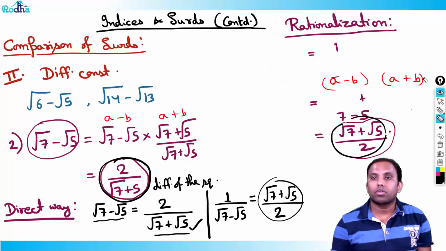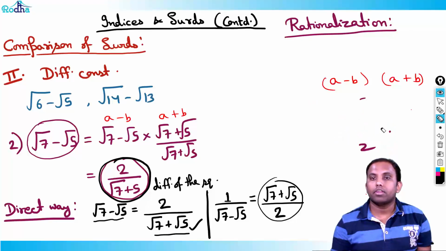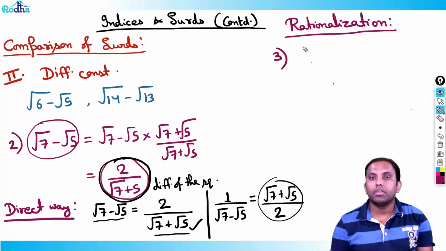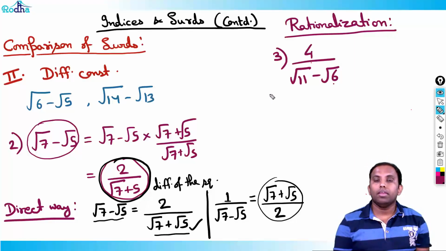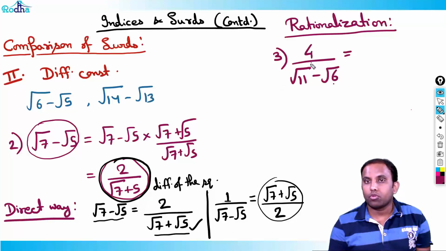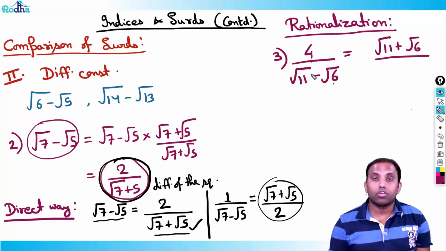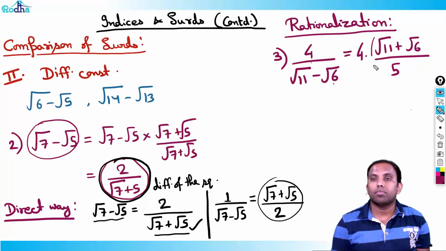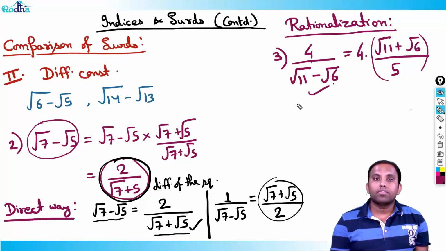Let's take one more example, and we can easily do it now. The third one is 4 by root 11 minus root 6. So what will we write here? If root 11 minus root 6 is in the denominator, write its conjugate in the numerator: root 11 plus root 6, divided by the difference of their squares. So root 11 squared 11, root 6 squared 6, 11 minus 6, 5. The 4 stays as it is. So 4 into root 11 plus root 6 by 5 is the rationalized form of this number. I hope it is clear now.